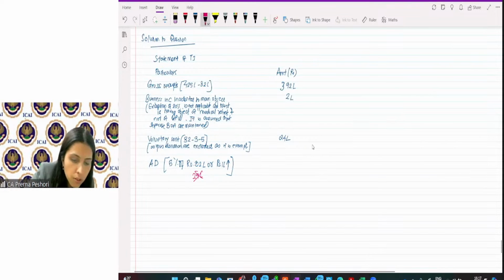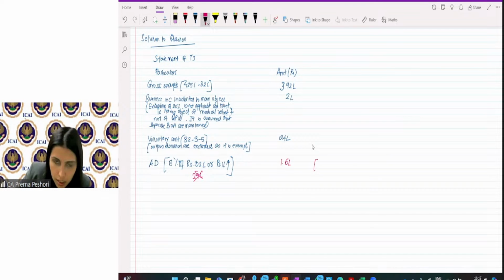This will come to 32 into 5%, 1.6 lakh. So you can write it is possible to take view. So it is not that this is exempt. It is that this particular 1.6 lakh will be taxed at normal rate and not under 115 BBC. This is not exempt. Remember student, 1.6 lakh is not exempt. 1.6 lakh will not go under 115 BBC.